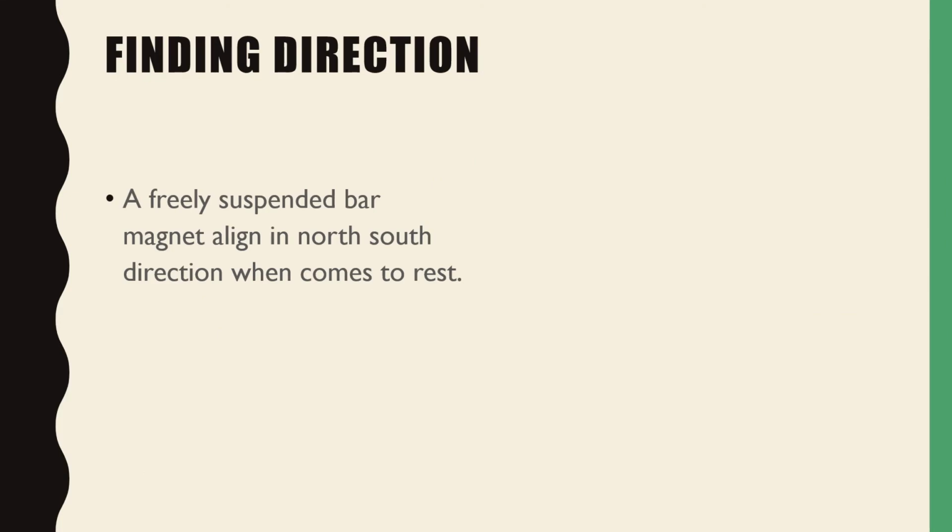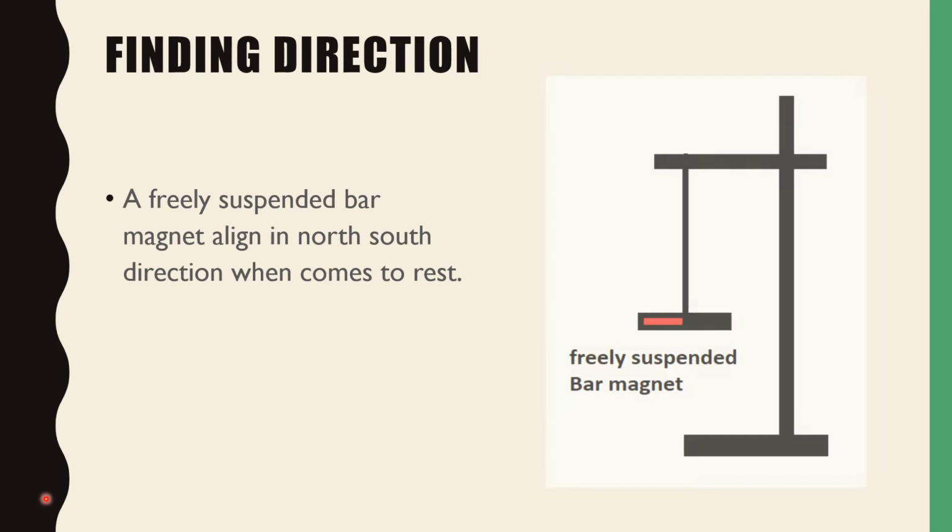Magnet has many properties, and one of the properties is finding the direction. In olden days, ancient people discovered the magnets, and they have been using magnets since then for finding the direction. They use the magnet to find the north and south direction. So the magnet tells us the direction north and south. You can do this activity by yourself also.